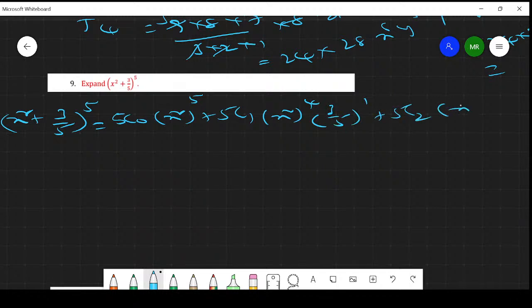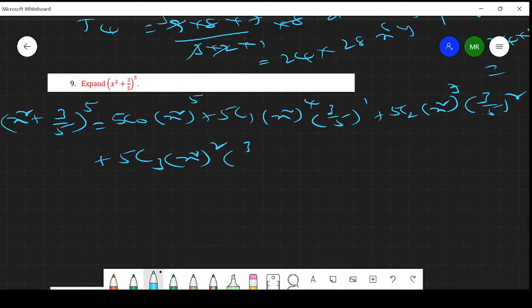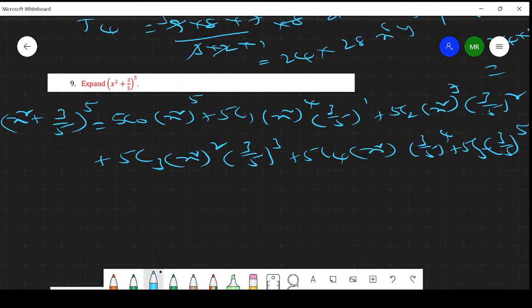Plus 5C2 (x²)³ into (3/5)² plus 5C3 (x²)² into (3/5)³ plus 5C4 (x²)¹ and (3/5)⁴. The last one, 5C5 (3/5)⁵, just the binomial expansion.